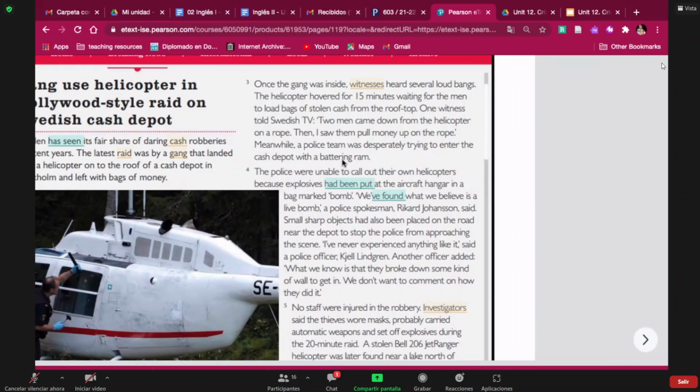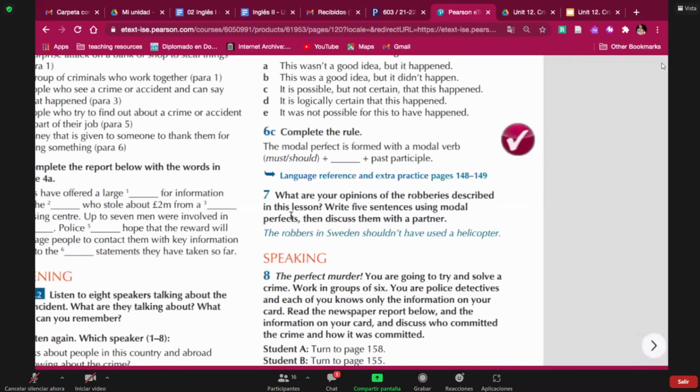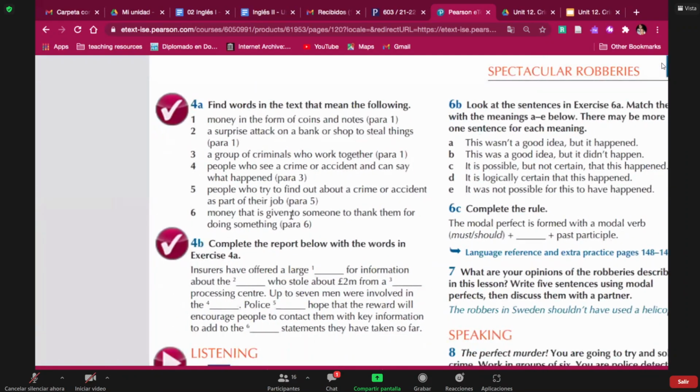Okay? Okay, guys. So now we have another vocabulary. We have one vocabulary exercise. You have to find the words in the text that mean the following. Entonces, Chevel, would you please read the first meaning and then tell us which word is the one you found? Yes, teacher. Money in the form of coins and notes, cash.